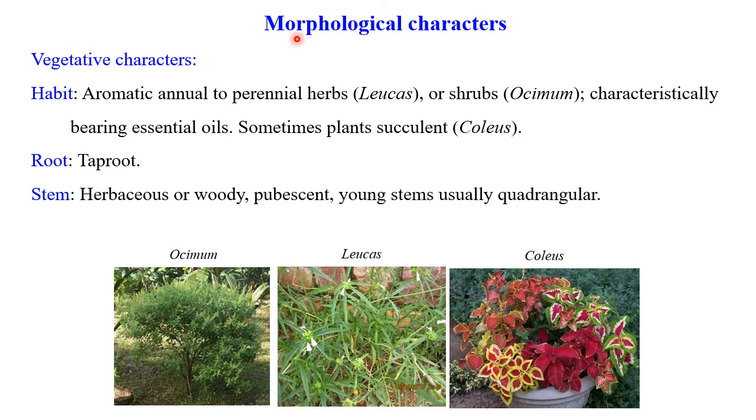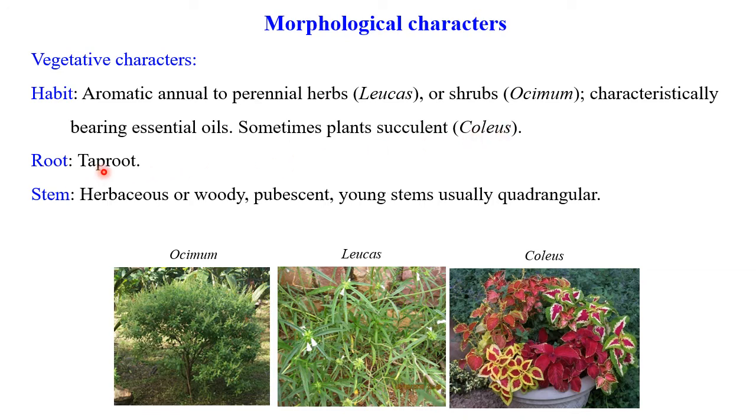Morphological characteristics. First of all, we'll learn about vegetative characteristics, and we can start from habit. It is aromatic annual or perennial herbs as in Leucas, or shrubs, or even small shrubs in case of Ocimum, that is Tulsi, characteristically bearing essential oils. Sometimes plants are succulent like Coleus.